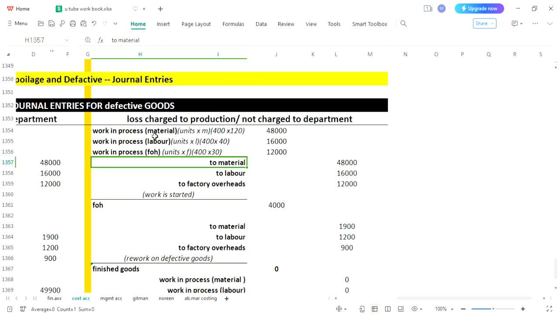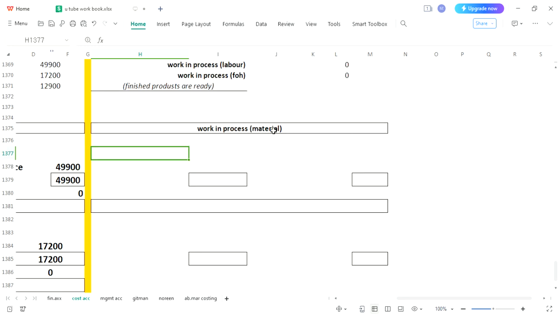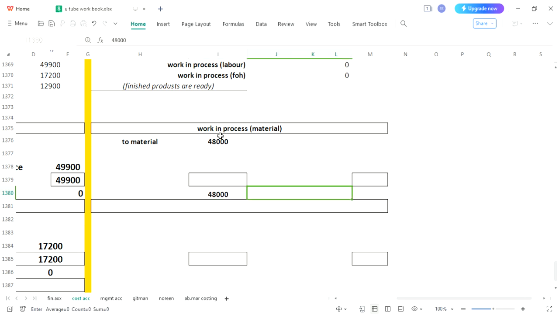Only one entry has work in process, 48,000 on the debit side. So you will put 48,000 on the debit side. Reference, as you know, is material. Alright, the single entry ledger. Now it's time to balance it. First we will take the total of both sides. Total of debit side 48,000, total of credit side 0, nothing is mentioned.